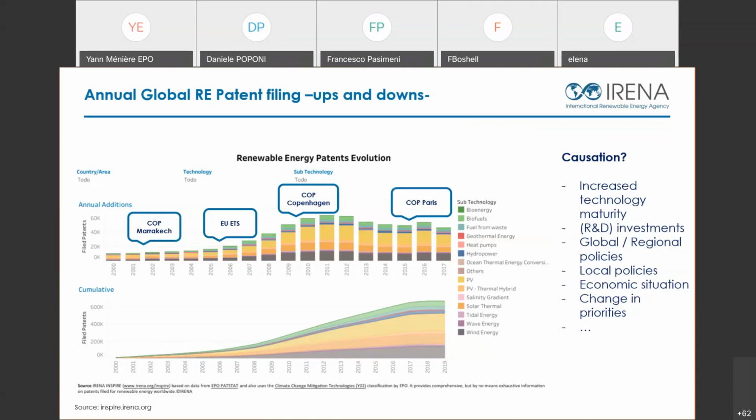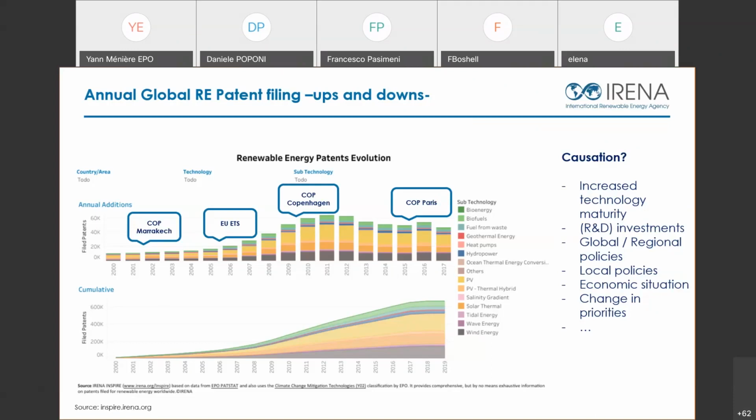Then in 2009, the COP in Copenhagen was seen as a failure for climate change negotiations and carbon markets, so we may expect a decline in interest in invention in these technologies. And then we had in 2015 the Paris Agreement, again seen by many as a success for climate change and carbon markets. And then you could say, okay, from now on we see more real engagement in mitigating climate change. So we may see an increased interest in inventing or innovating in renewable energy technologies, and then an upward trend.